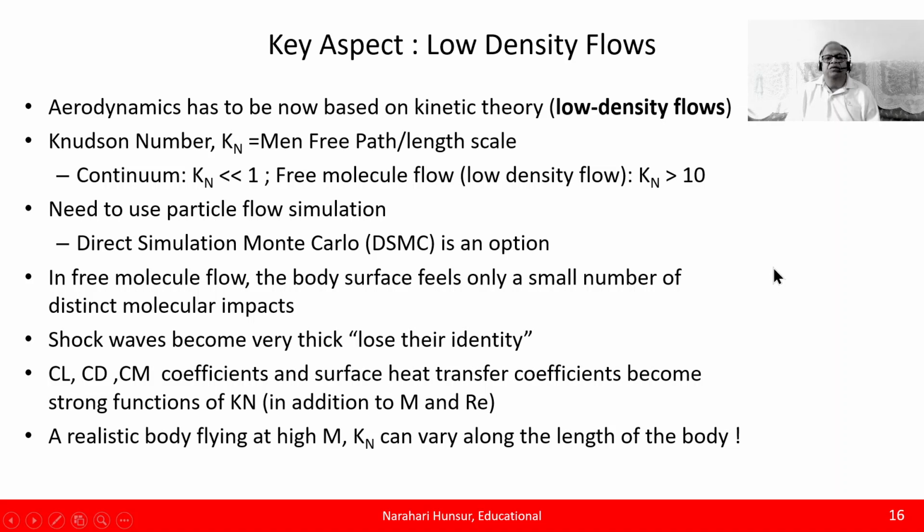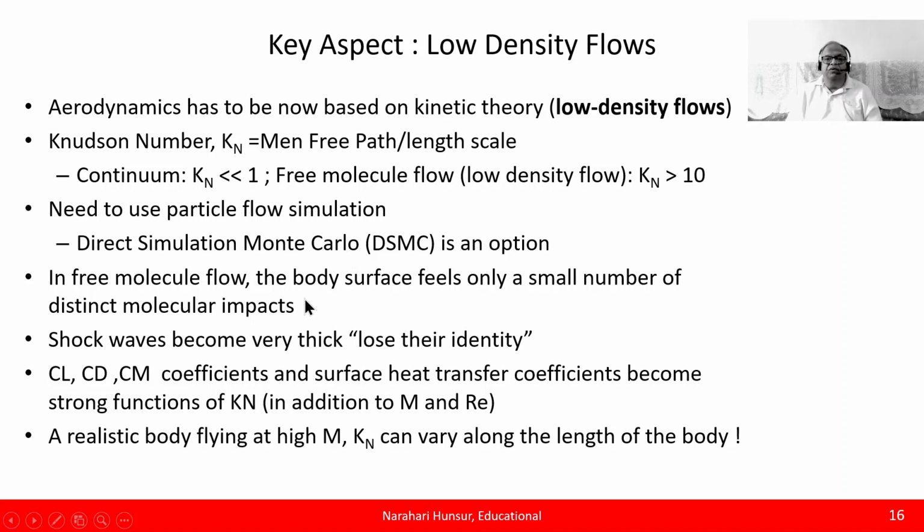So aerodynamics now should be based on the kinetic theory of gases, going back to the original kinetic theory, which is applicable to low density. Again, continuum is when the Knudsen number is very much less than 1. The continuum hypothesis holds up to over 20 kilometers in atmospheric conditions, or even in the sea, underwater, and all that. It is continuum mechanics. Free molecule flow, low density flow, is when the Knudsen number is greater than 10. In such cases, we need to use a different kind of software. One such option is called Direct Simulation Monte Carlo, or DSMC, which has been popularly used now.